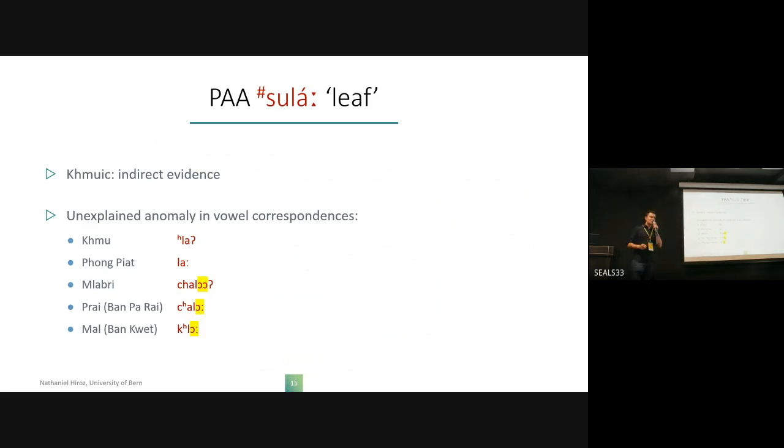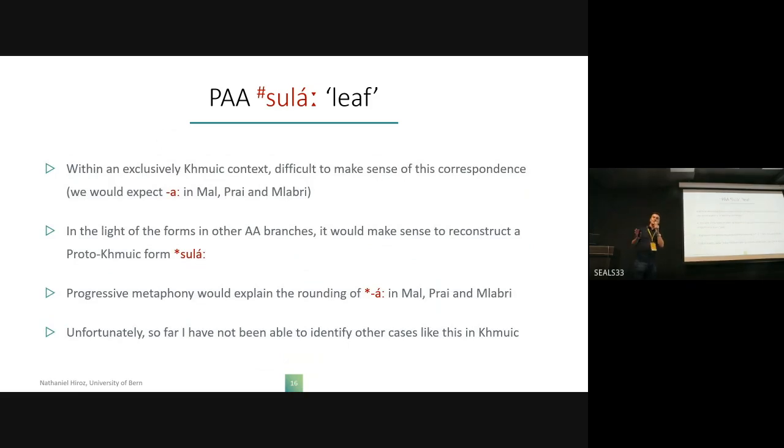Now in Khmuic, we have an interesting thing going on where there's an unexplained anomaly in vowel correspondences. We would expect a long A in all the languages. So Kmu has Kla, Hong has La, and we would expect also A in Labri, Pra in Mal, but instead we have O in the final syllable. And within a purely Khmuic context, it's difficult to make sense of this correspondence.